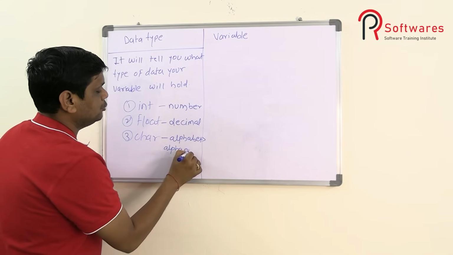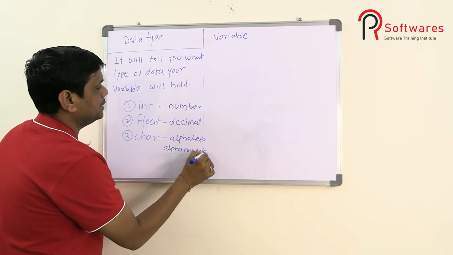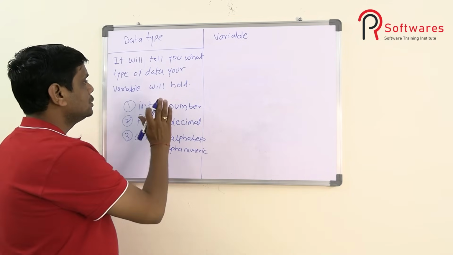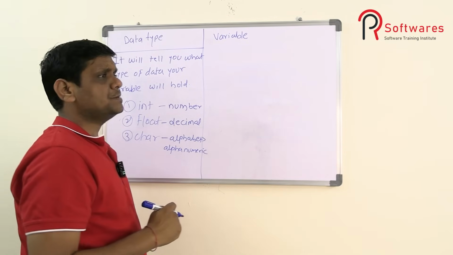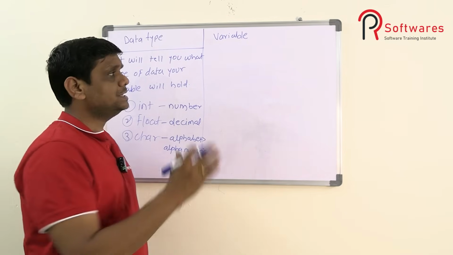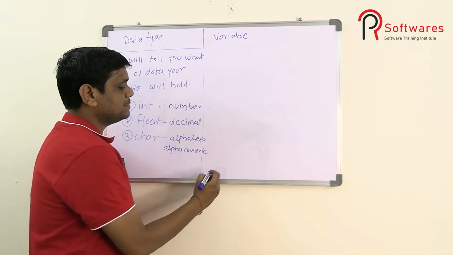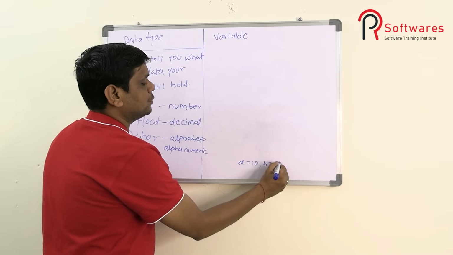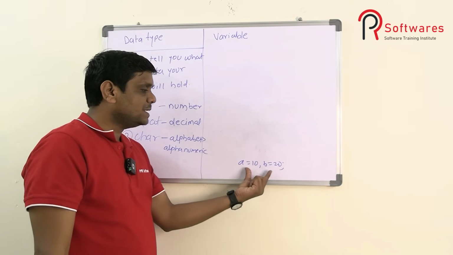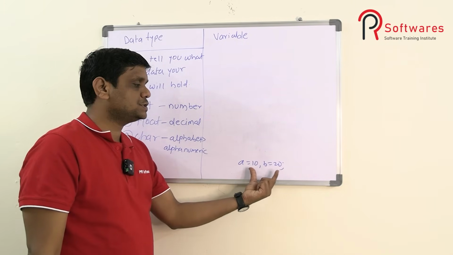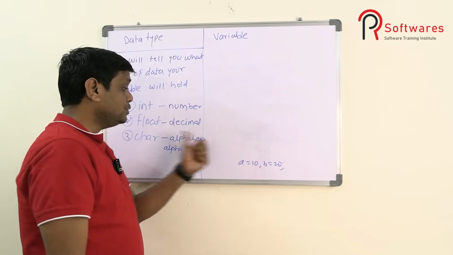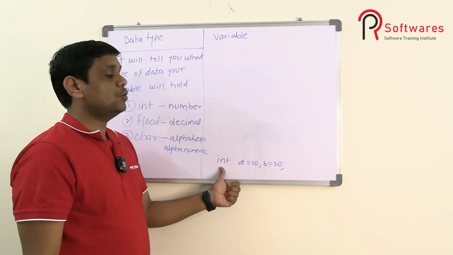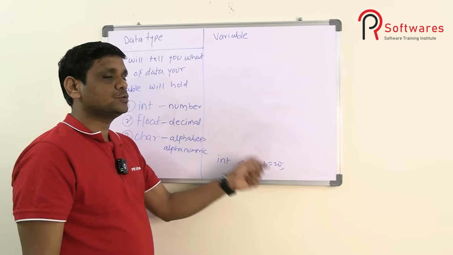Alphanumeric values. So whenever you want alphanumeric, what data type will you go with? Character data type. Now, just a simple concept to remember. In the last program I told you, suppose I'm writing here A is equal to 10 and B is equal to 20. The system will not directly understand that A is storing these numbers. When you write int before that, it will understand, okay, my variables A and B are storing numbers.